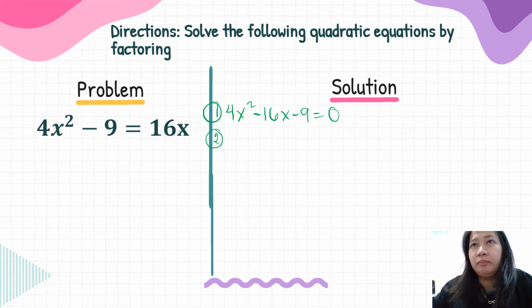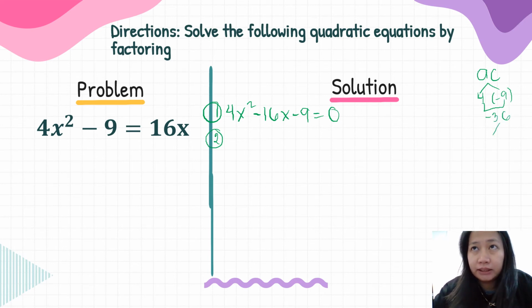AC method. Multiply mo po si A at saka si C. That's 4 times negative 9, and that is equal to negative 36. And then, hahanap ka ng factor ni negative 36 na kapag in-add mo, the answer will be negative 16. Okay po? And that is negative 18 times 2. Negative 18 times 2 is negative 36, and negative 18 plus 2 is negative 16.